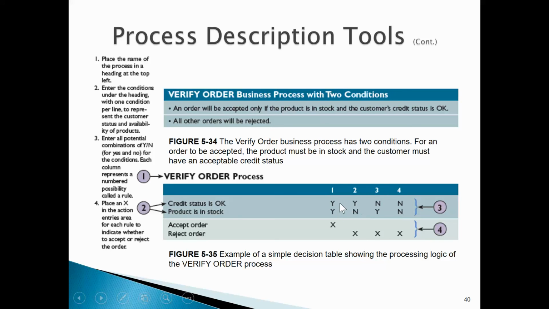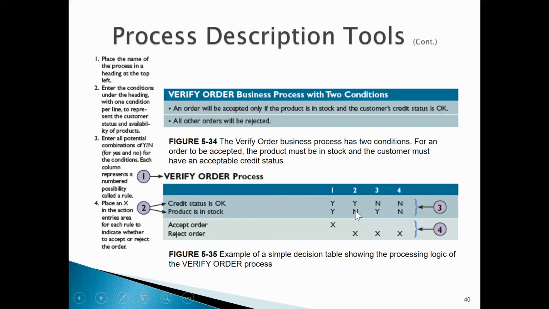Okay, so great examples here. I'll just go through a couple. If we do a status check and it's okay, so we get a yes or a true, and the product is in stock, true, we accept the order. If it's true that we have a good credit check, but the product is not in stock, we're going to reject the order. Now keep in mind, accept or reject, we may actually put the order in a back order status. So why did we reject it? Well, the product's not in stock.